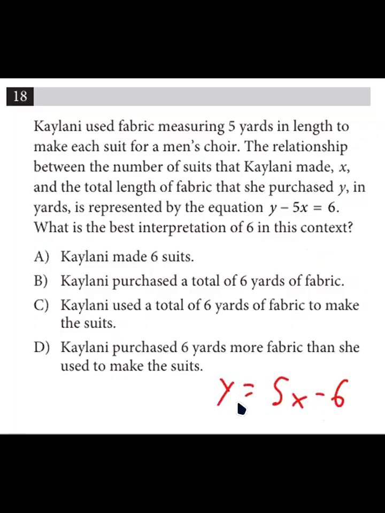This basically just means that x is the number of suits that she made, and the 6 is how much extra fabric she has after she makes all the suits. So in this case, she purchased 6 more yards of fabric than she used to make the suits.